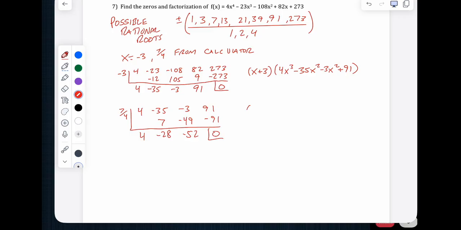So now, x plus 3 was a factor. X minus 7 fourths is a factor. And then, what degree is this next thing I'm writing? What degree is this? Second degree. I divided the third degree, and now it's second degree.